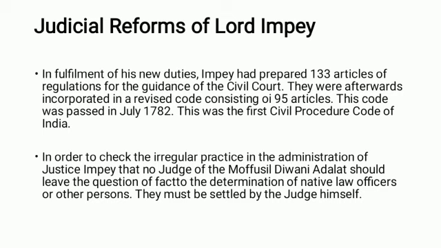So, in the fulfillment of his new duties, Impey had prepared 133 articles of regulations for the guidance of civil courts. They were afterwards incorporated in a revised code consisting of 95 articles. This code was passed in July 1782. This was the first civil procedure code of India. Impey, in his plan of 1781, hit at the evils of the existing system. Appeals from a decision of Diwani Adalat, if its value exceeded rupees 1000, were taken to Sadar Diwani Adalat.